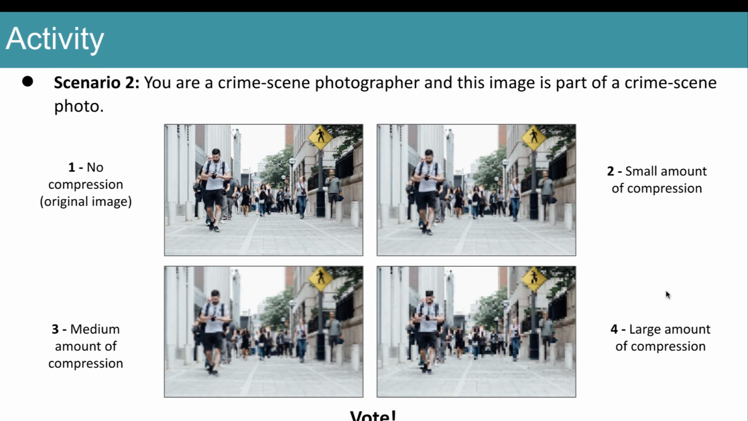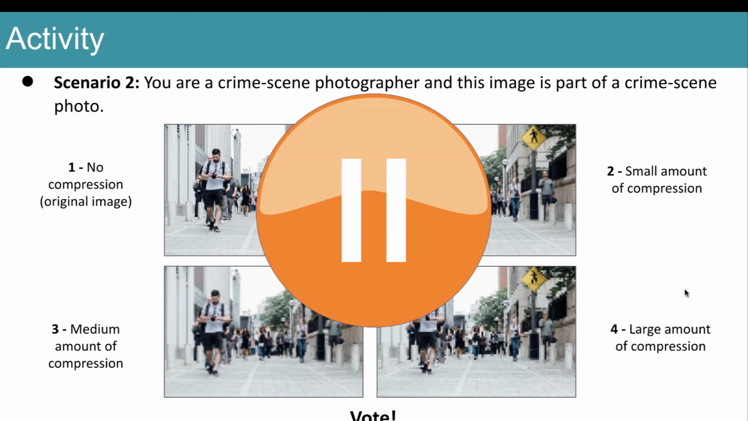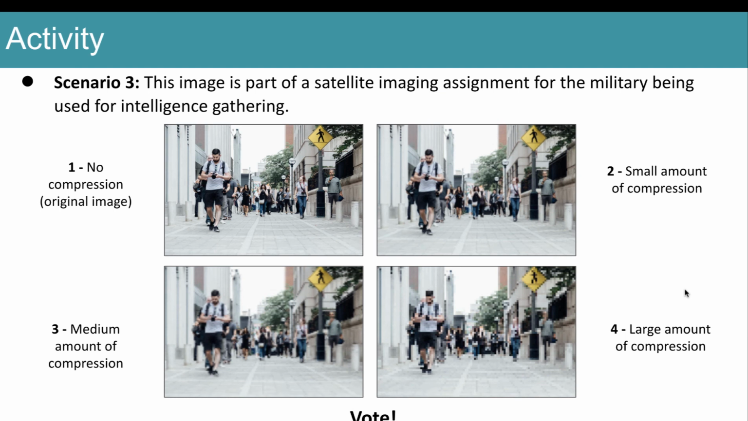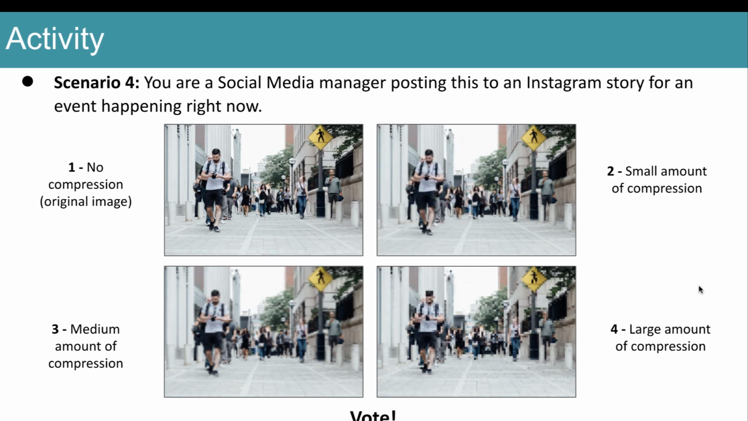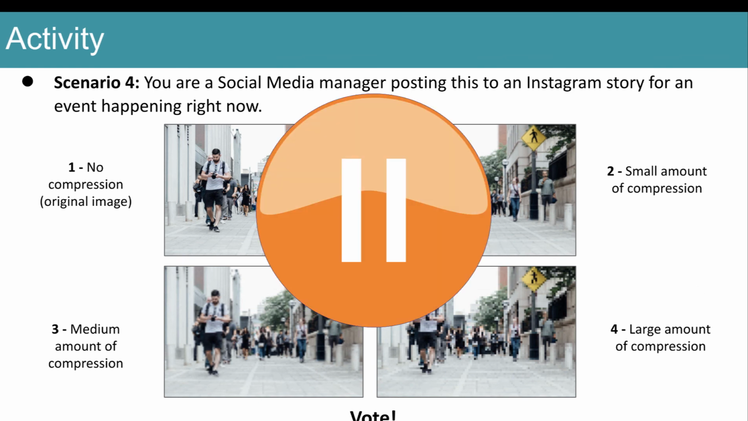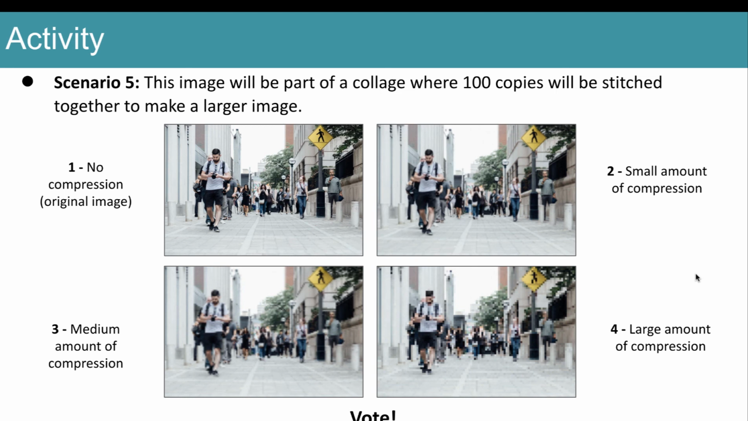And the second scenario, you're a crime scene photographer, and this image is part of a crime scene. So would you want no compression up to a large amount of compression? And what about this one? This image is part of a satellite imaging assignment for the military being used for intelligence gathering. No compression up to large amount. And you are a social media manager posting this to an Instagram story for an event that's happening right now. And the last one, this image will be part of a collage where 100 copies will be stitched together to make a larger image.